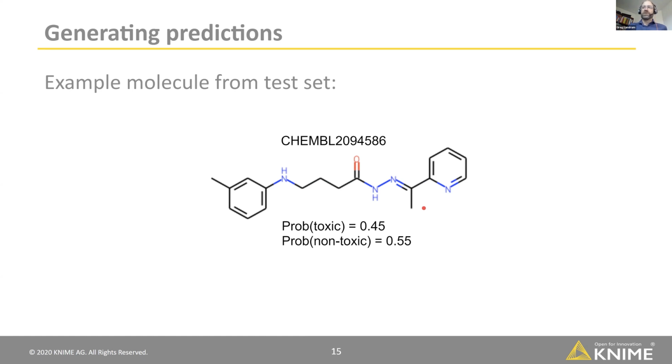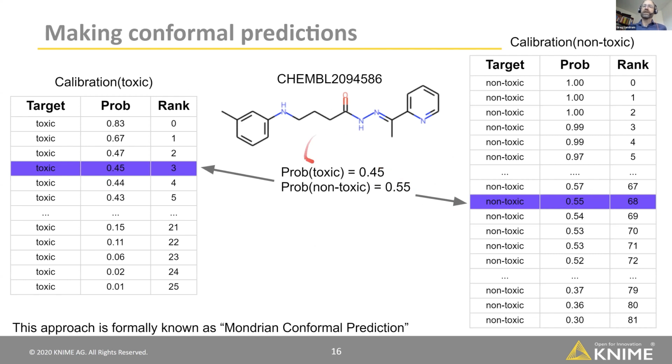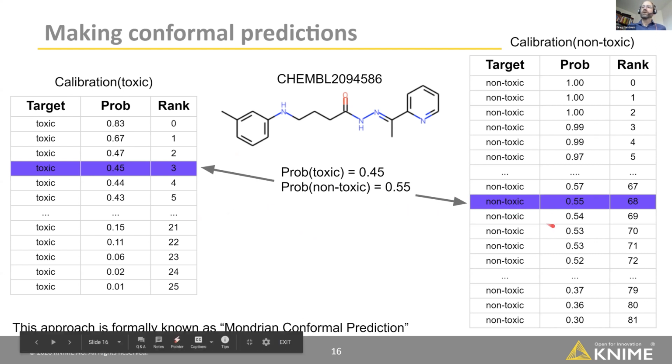What is conformal prediction, or how do we do a conformal prediction for this? So we take our predicted probabilities and we go to our calibration tables, and I take the probability of being toxic and I look that up and find where that sits in the calibration table for toxics. So 0.45 sits here at rank 3. 0.55 sits in the non-toxic table here at rank, I can't see it because Zoom is covering it, at rank 68. So now I have the ranks of the two compounds for the toxic and the non-toxic.